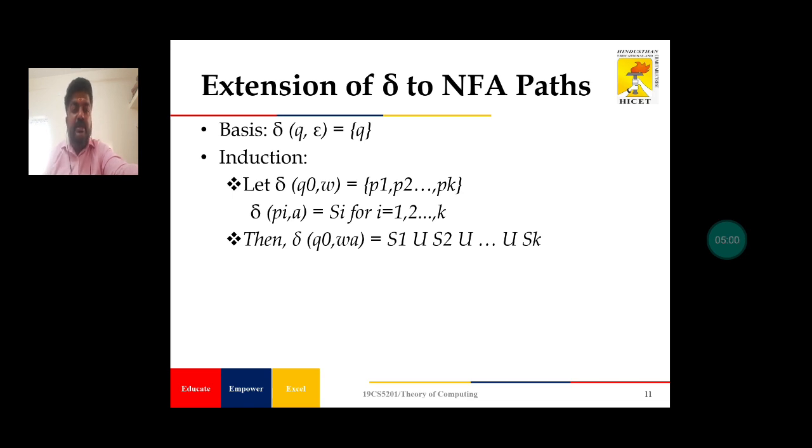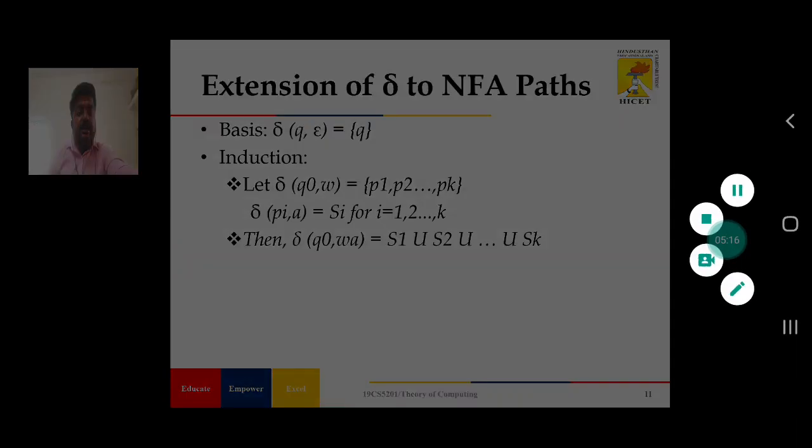Extension of transition function to NFA path. Basis: delta-hat of q, epsilon goes to q. That means each and every state has a transition to itself on epsilon. Epsilon transition means empty transition, that is possible in all states that are present in the NFA.